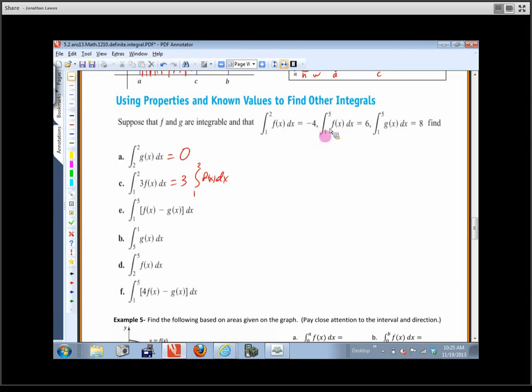1 to 5 f of x, that's 6. And 1 to 5 g of x, that's 8. Well, this is a quantity that I know. This quantity right here is this quantity right here. So my answer on this one is 3 times -4, so the answer is -12.